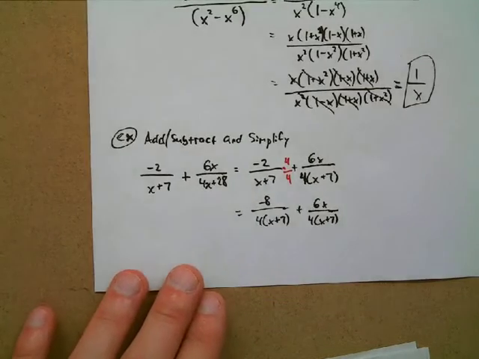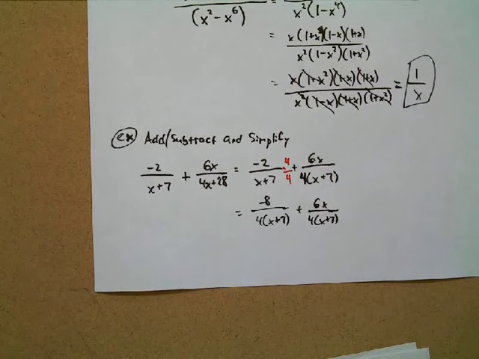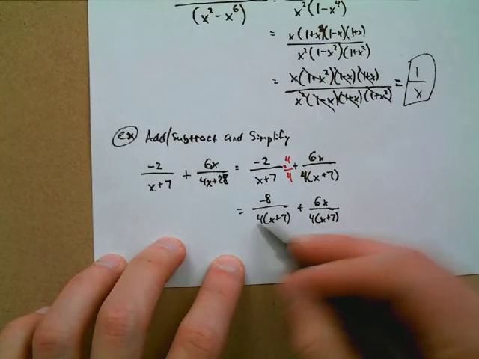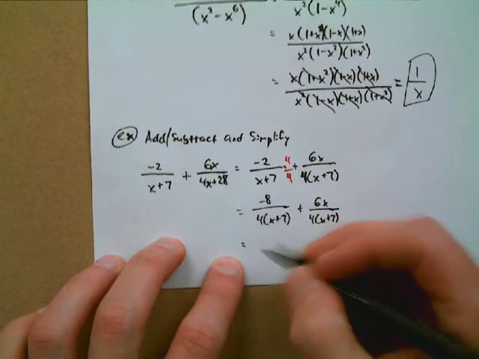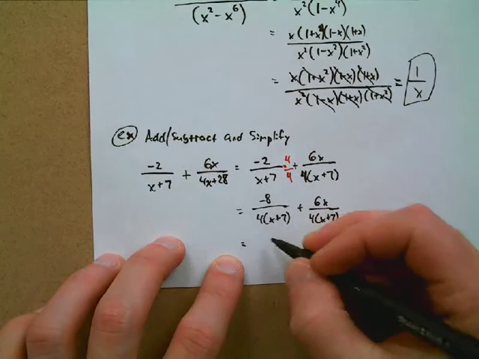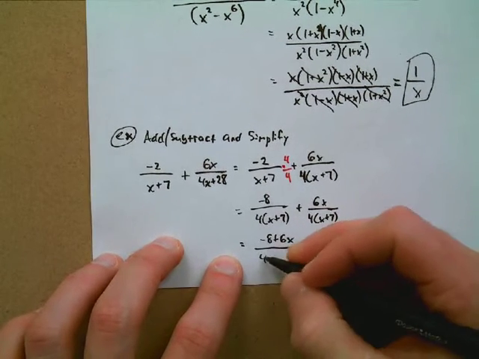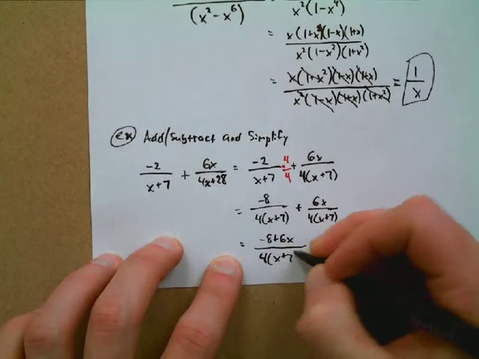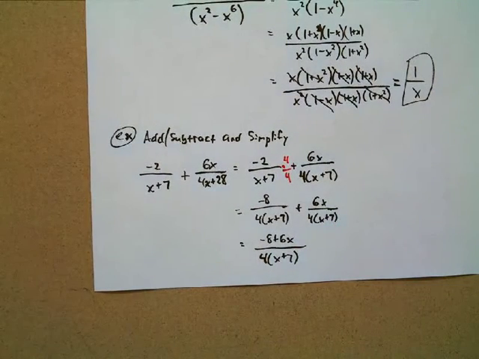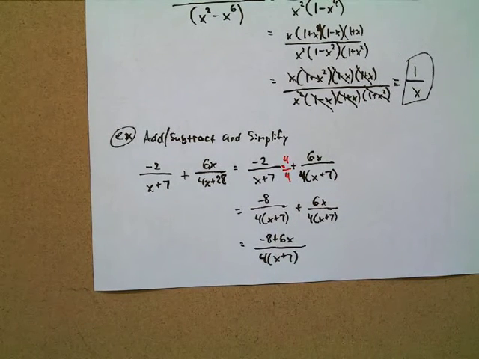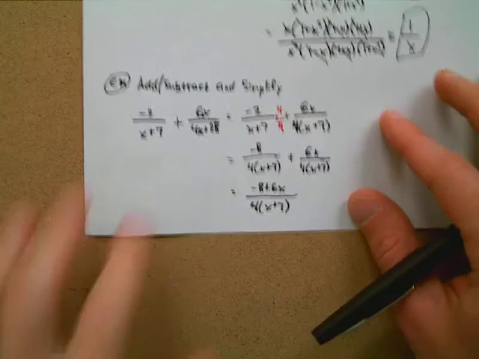Now can we add these two fractions together? Yes, same denominator. You can multiply the 4 back through if you want to. I'm going to leave it factored, though. So negative 8 plus 6x, all over 4 times x plus 7. We've added two fractions together. It's not very nice looking. It doesn't really combine together very nicely. No like terms there really, but we are together now at least.